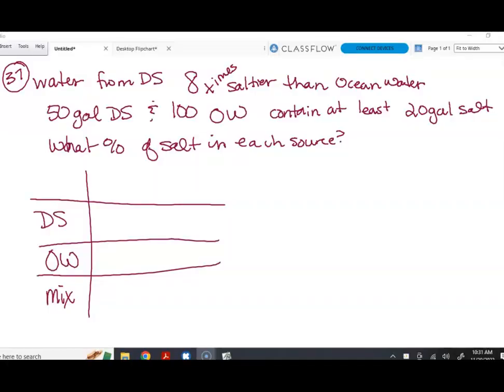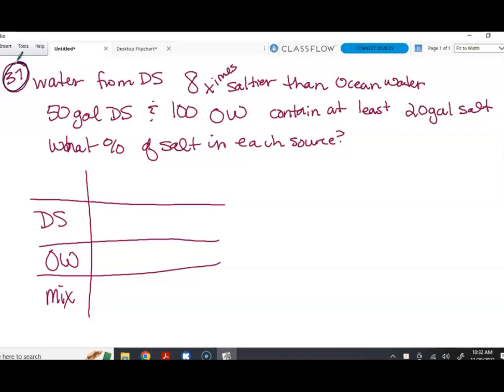Okay, so we started this number 37 before notes, and we took a break so we could include it in our notes so that those of you that were absent could see it. So this is number 37 in the textbook, and I wrote down a few things. Let me read the problem again. It's on page 152 if you want to look at it. Water from the Dead Sea is 8 times saltier than ocean water. If 50 gallons of Dead Sea water and 100 gallons of ocean water together contain at least 20 gallons of salt, what is the percentage of salt in each water source?